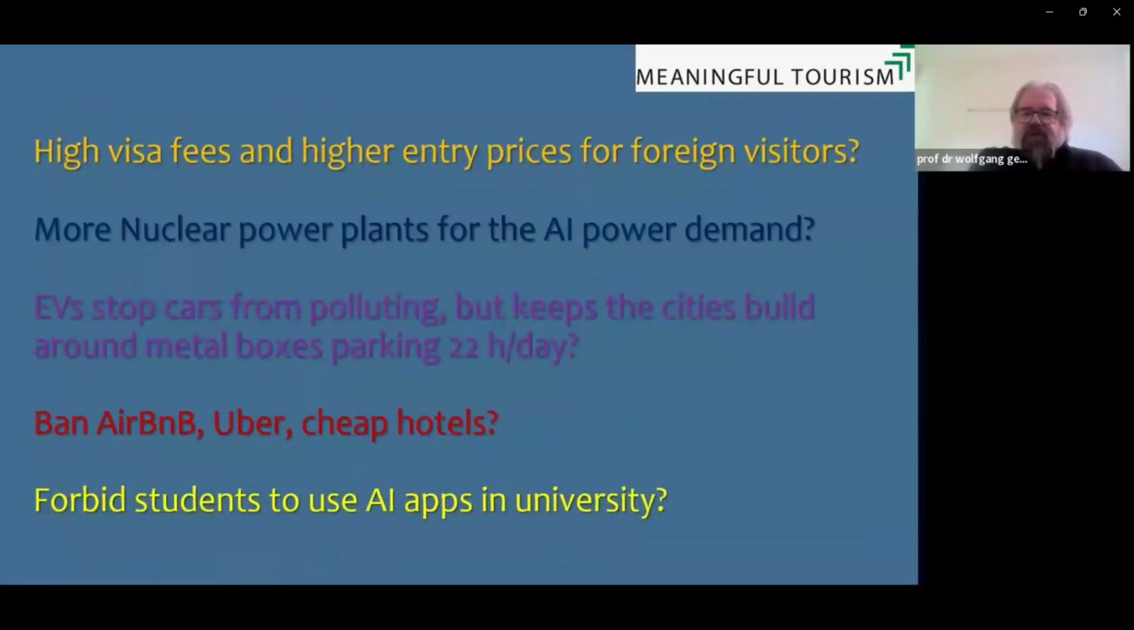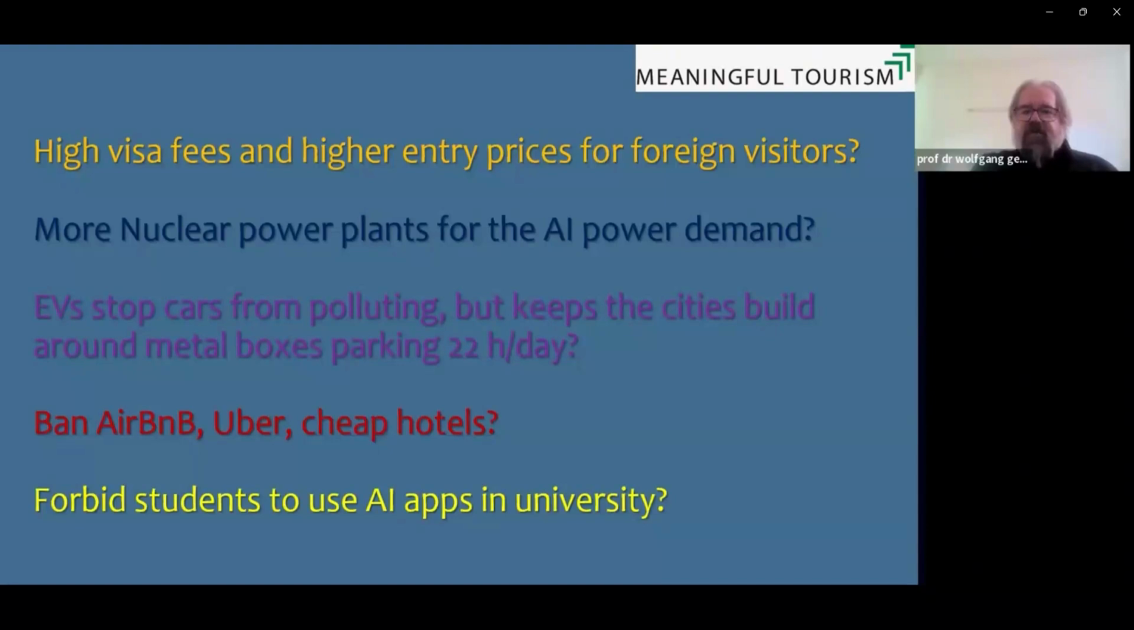Asking foreign visitors to pay like 10 times the entrance fee for attractions compared to local people, or having very high user fees, is not a solution. It's like the idea that AI needs a lot of data centers, which need a lot of power, so we should not have more renewable energy for that, but we should build nuclear power plants. And everybody knows we have no idea what to do with all the waste which is produced and which will be dangerous for hundreds of thousands of years.